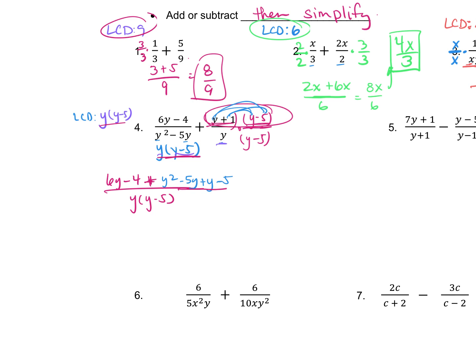Okay, so now I'm just going to combine like terms. I always do it in descending order, like a trinomial. So this is going to be my first one. I do have a y squared, and I'm going to cancel that out. Next I have 6y minus 5y, which is 1y. Then I add another y, which gives me 2y. And then for my last one, I have a 4, and a negative 4 and a negative 5, which gives me a negative 9.